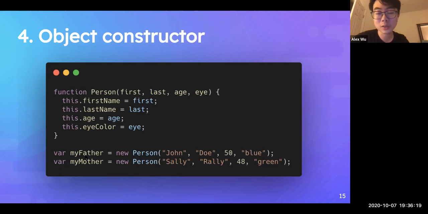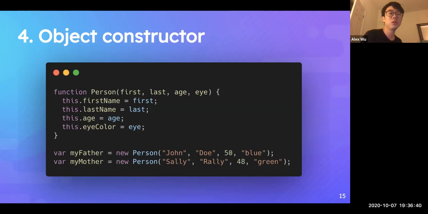Here we have a my father variable, and we want to define it as a new person. So how do we do this? We use the new keyword followed by the constructor function. How does JavaScript distinguish between an object constructor versus a normal function? It's through the new keyword.